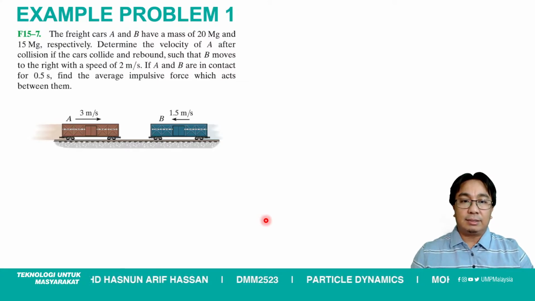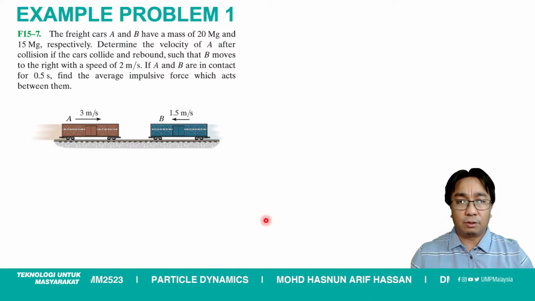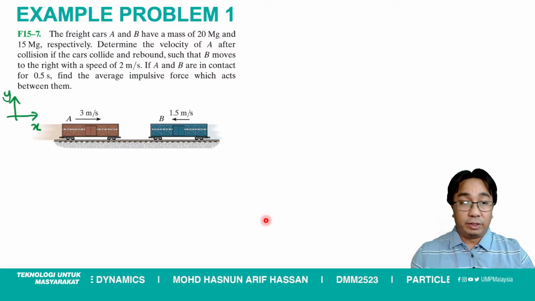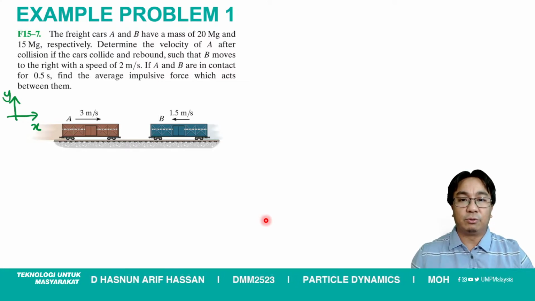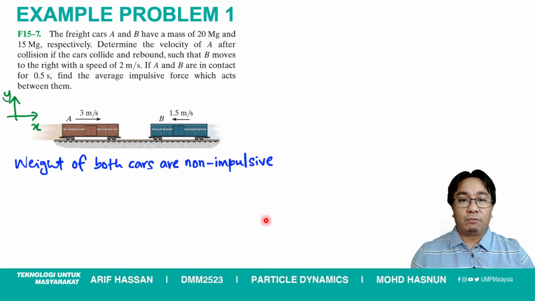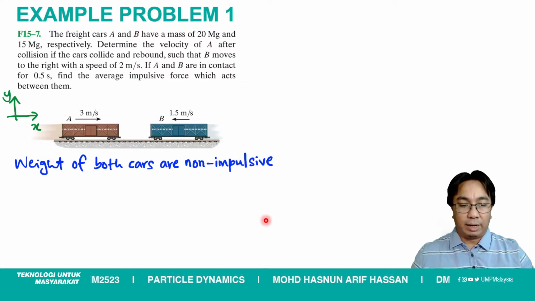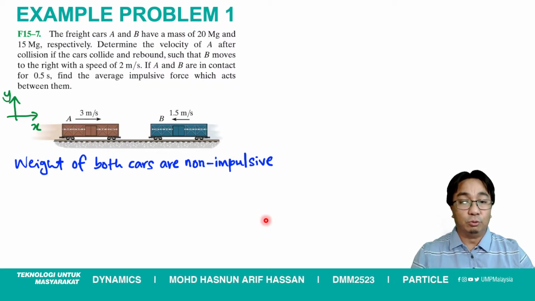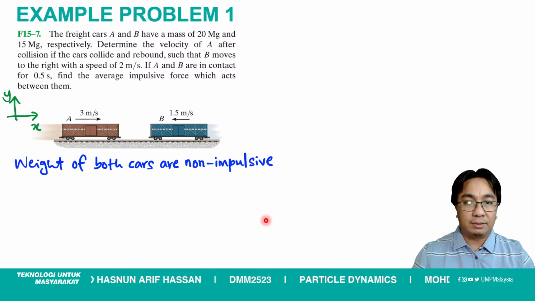So in this case, there is a collision between these two cars. So let's solve the first part of the question first. First, we define our coordinate system. We take x positive to the right. Weight of both cars are non-impulsive as compared to the larger force exerted by both cars due to the impact. So the weight can be considered as non-impulsive.